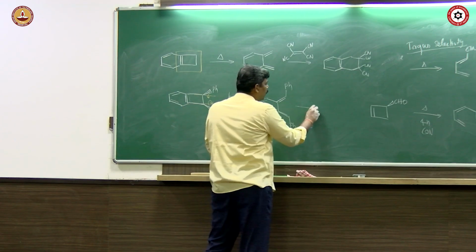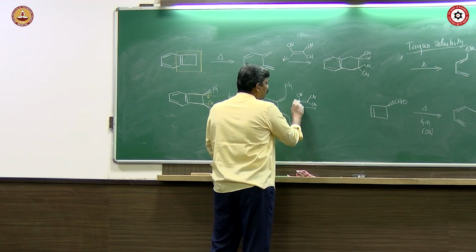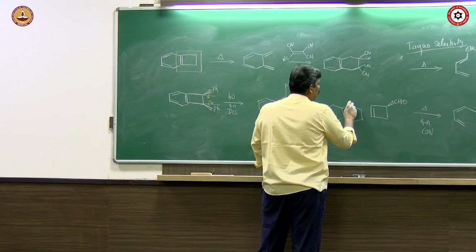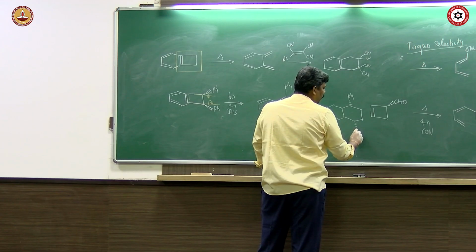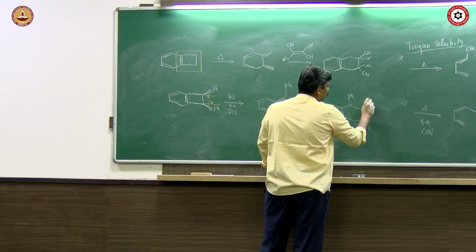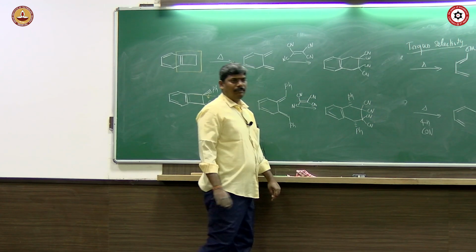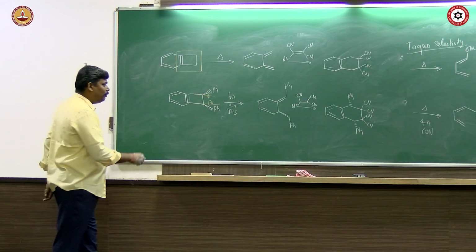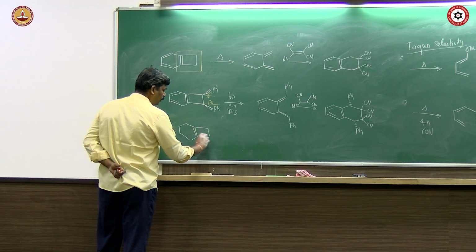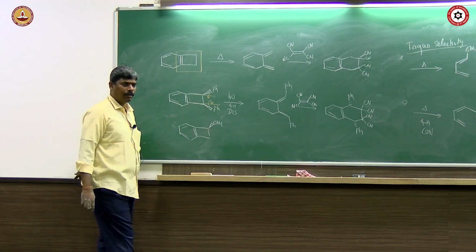And once again, if you react this with tetracyanoethylene, you would end up getting this as a product through endo selectivity, which you will see in the next class. And the same way, what will be my product?